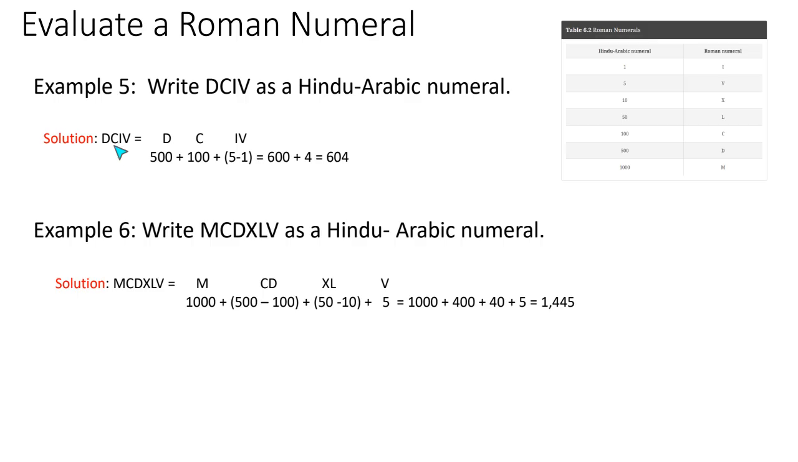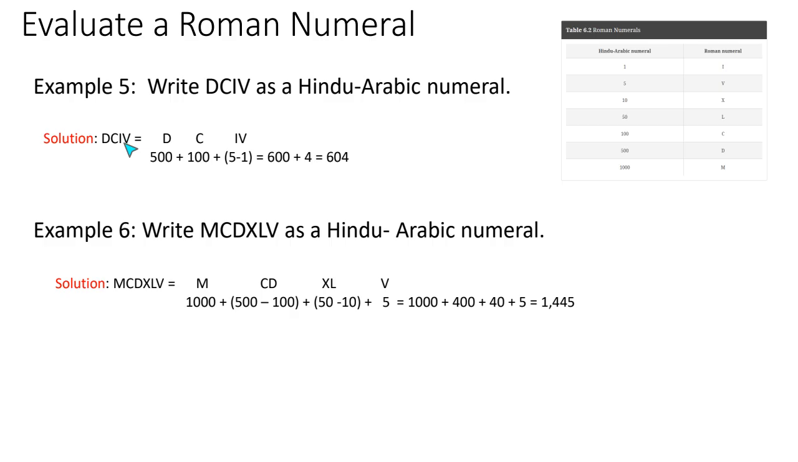So that's the first question you want to ask yourself. And D is 500, C is 100, so it does. So I can write D's value, which is 500. Then I have C. Is C a bigger value than I? And the answer is yes. So I can just write the value of C, which is 100. And then I go to the next letter.